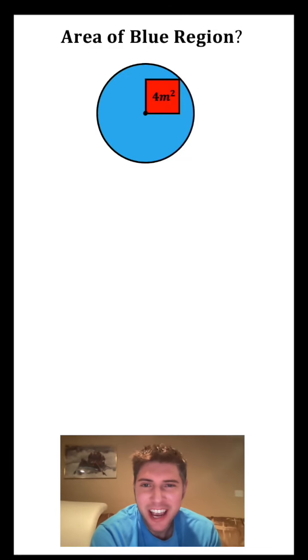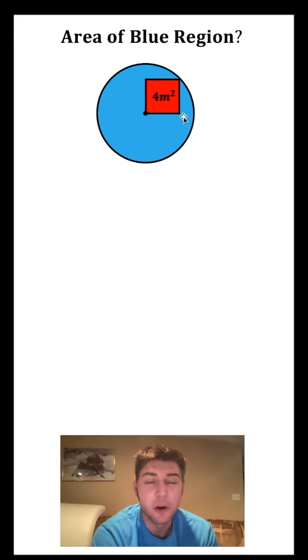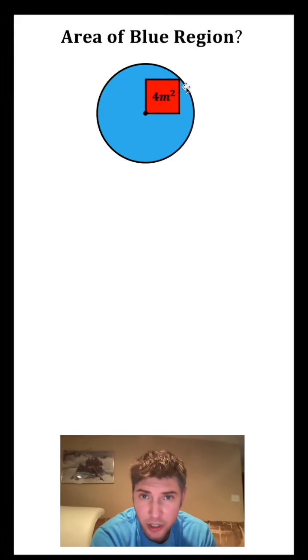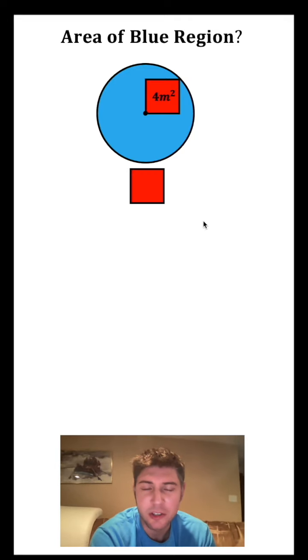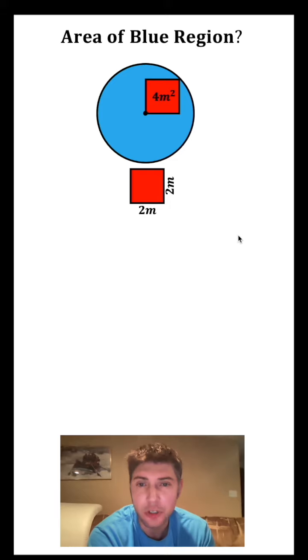Hey guys, what is the area of this blue region? All we know is we have a square right here that has an area of 4 meters squared, and the corners of the square hit the center and the circumference of the circle. Let's copy the square down here. If it's a perfect square, each side needs to have a length of 2 meters.